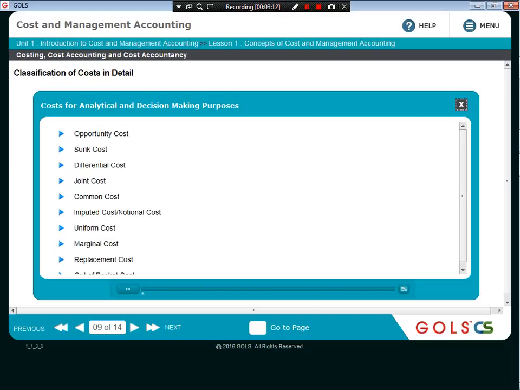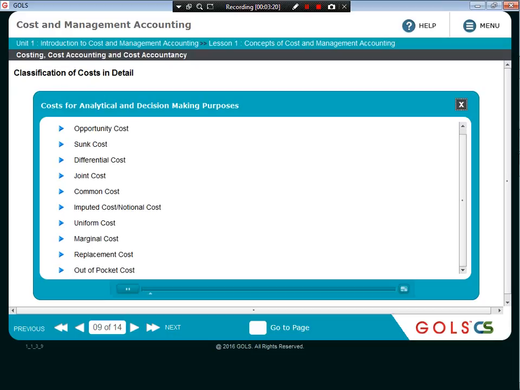The cost for analytical and decision making purposes. For the purpose of analysis as well as decision making, the cost can be classified as opportunity cost, sunk cost, differential cost, joint cost, common cost, imputed cost or notional cost, uniform cost, marginal cost, replacement cost and out-of-pocket cost. Let us understand what these different costs mean.